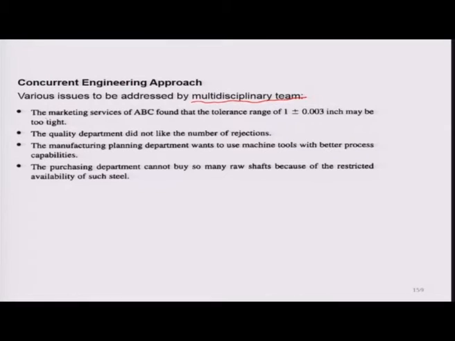For example, the marketing services provides a suggestion out of their finding that the tolerance range of 1 plus minus 0.003 inches may be too tight for the customer. They really don't need this much tightening on the tolerance. So there is a certain slack that is given by the marketing service.